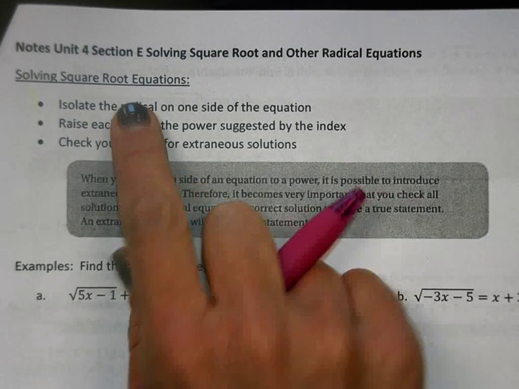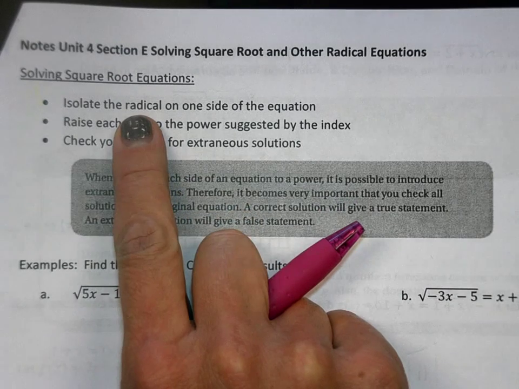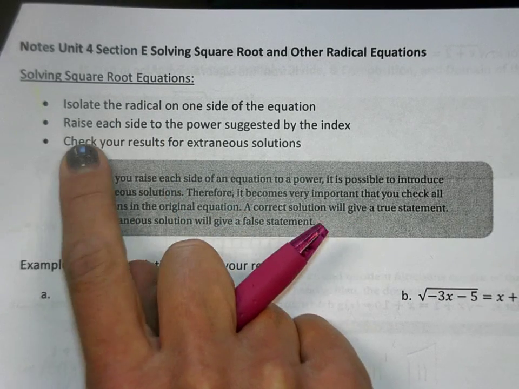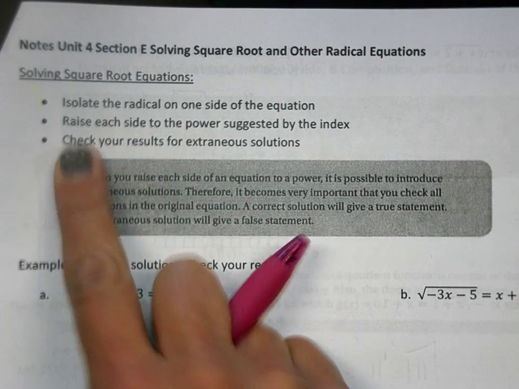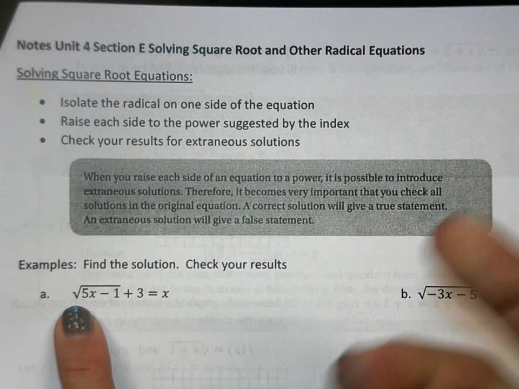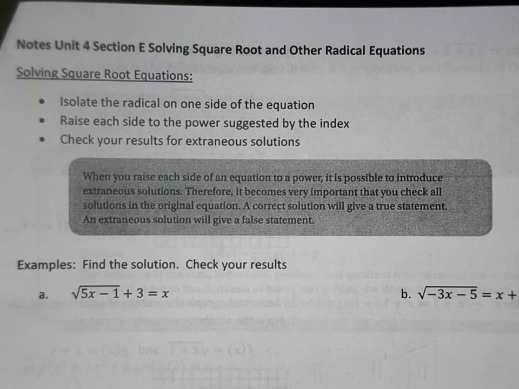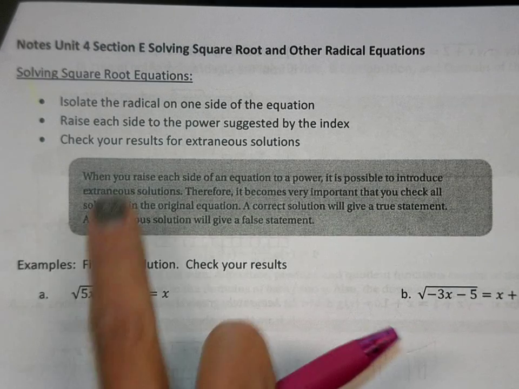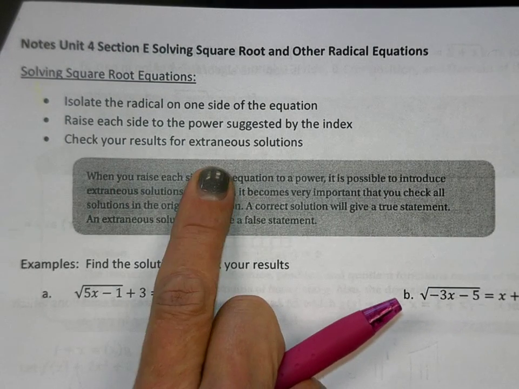So you want to get the radical or root on one side of the equation by itself. Anything you can move, you want to move it. Once you have the root by itself, depending on what the root is, if it's a square root, you would square both sides in order to get rid of the root. If it was a cubed root, you would cube both sides. And then you want to check your results for extraneous solutions.